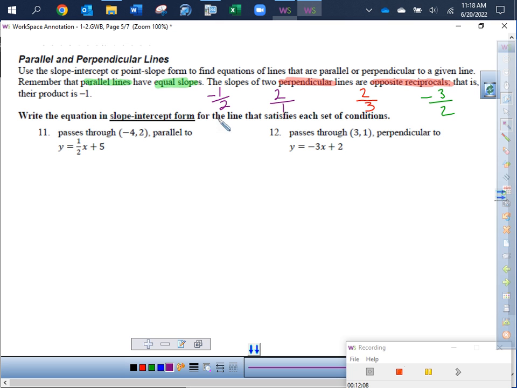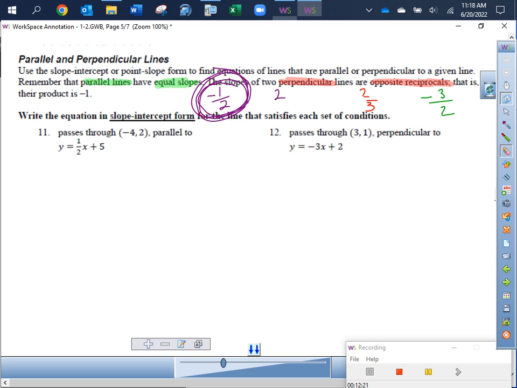You don't change both signs. They might say, well, the 2 was positive, shouldn't it become negative? No, this entire number right here is a negative number, so the opposite of that should be positive. So that was a quick little refresher on opposite reciprocals. So let's rock with this.